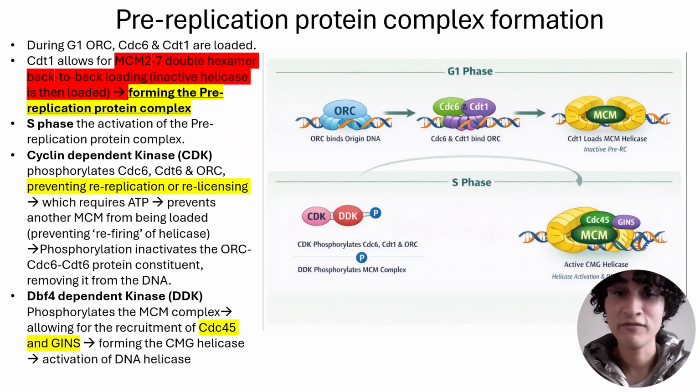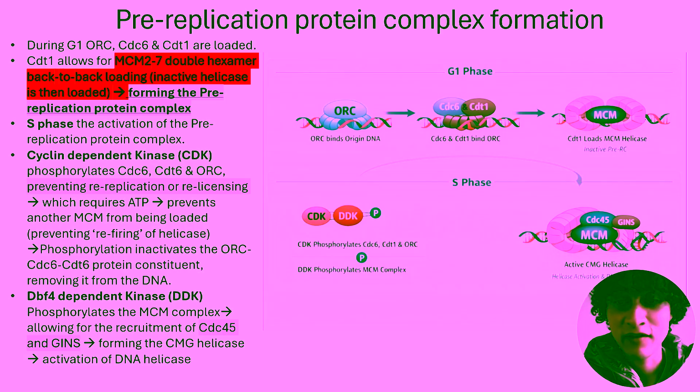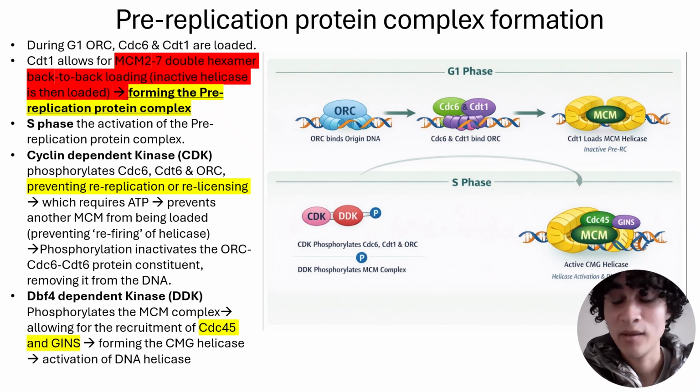Now, as we move to the S phase of the cell cycle, we have two enzymes, our DBF4-dependent kinase, or we'll call it D-dependent kinase, and our CDK, or cyclin-dependent kinase, and they're both kinase enzymes, and they're both involved in phosphorylating this protein complex, but they play slightly different roles. So the D-dependent kinase is a really important enzyme in activating our helicase enzymes. Okay, so we go from an MCM2-7 protein to an active CMG helicase.